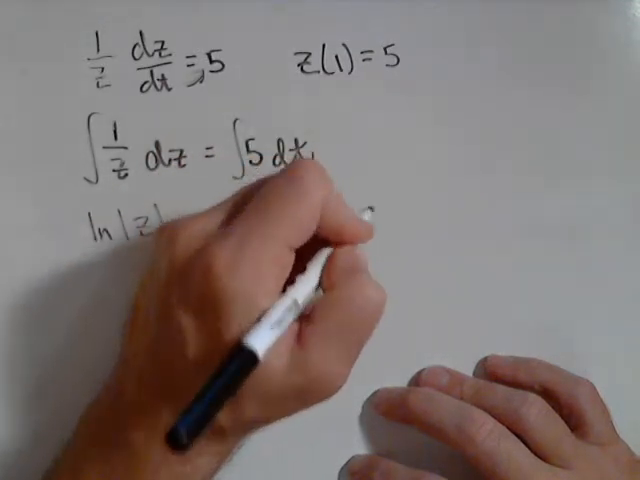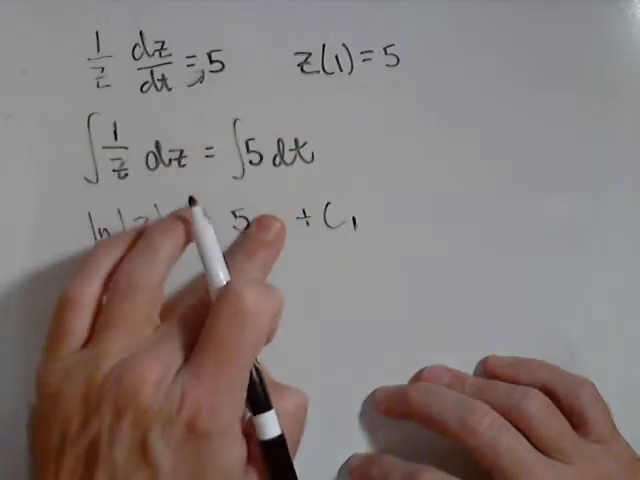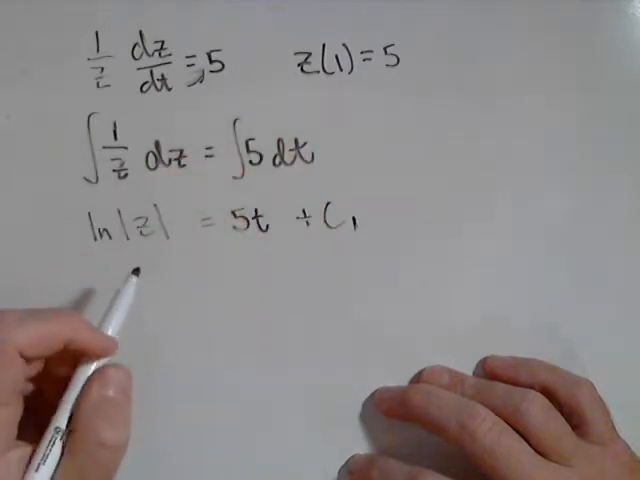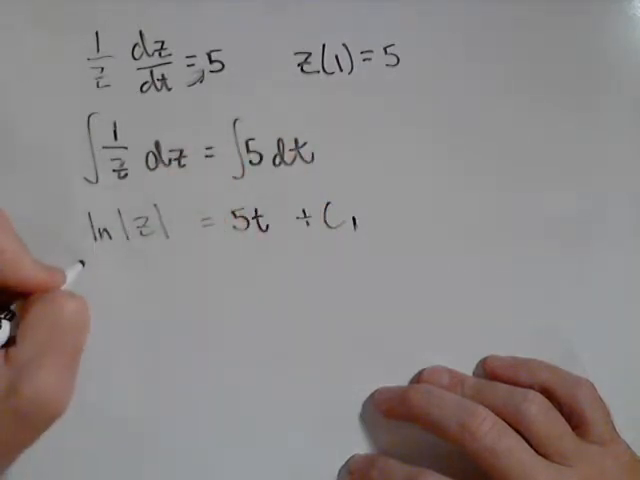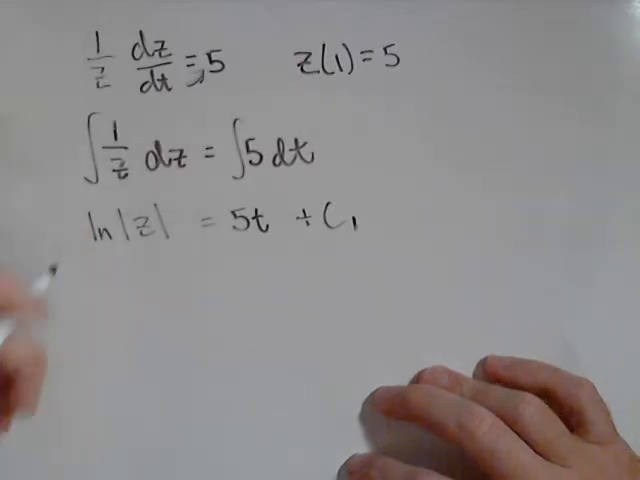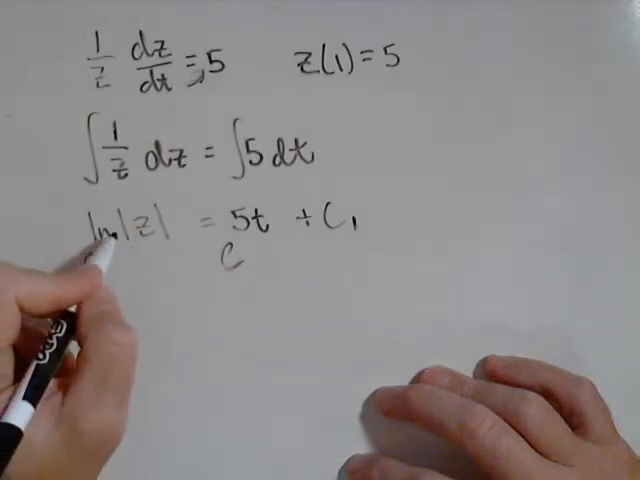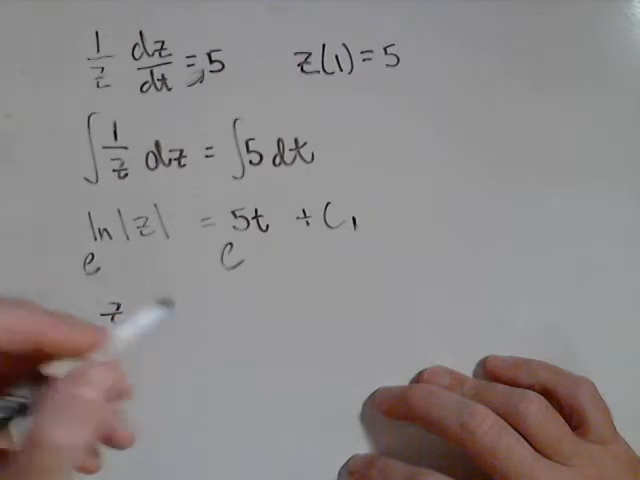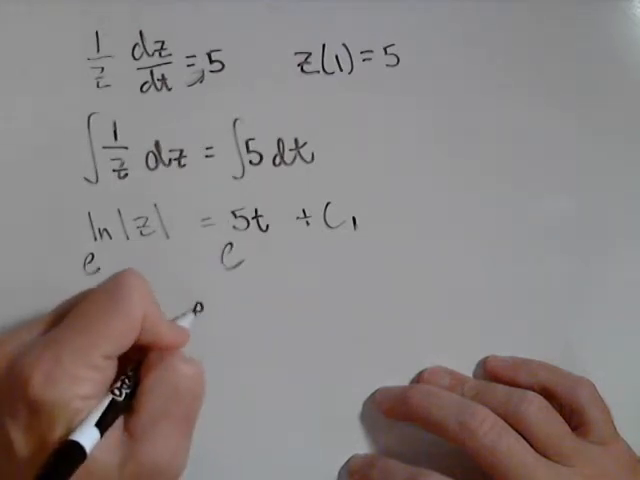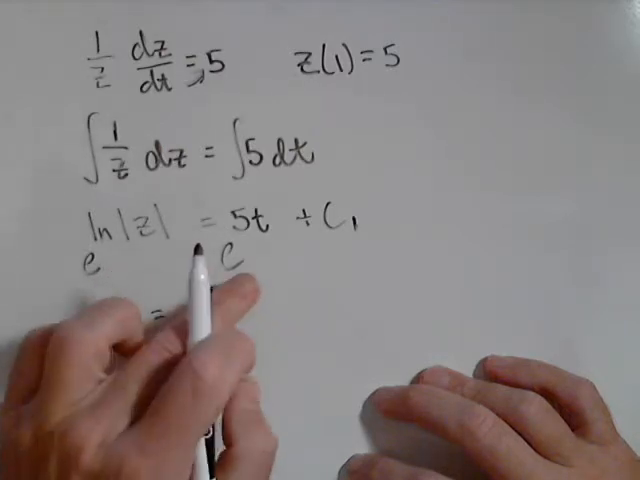Now we're going to call this c1, and we'll see why in a second. We only need a c on one side because we've absorbed the constant that would come on this side into this side. Now to solve this, one way I like is to make both sides exponents of e, because a property of logs will allow us to simplify this side. e to the ln of z is just equal to z, and we don't have to worry about the absolute value now. And this is equal to e to the 5t plus c1 up in the exponent.